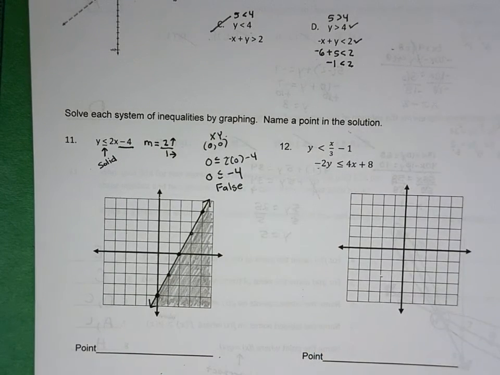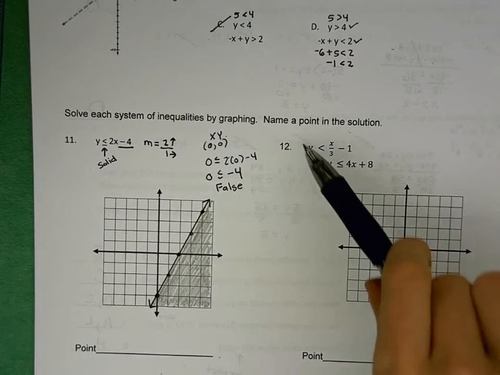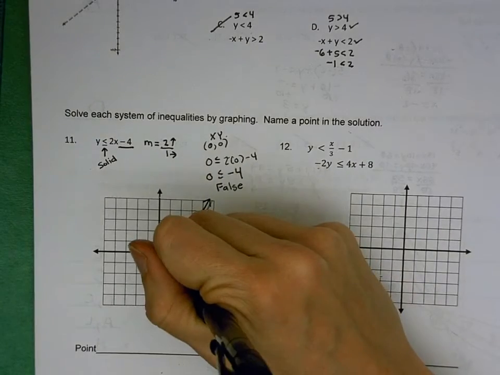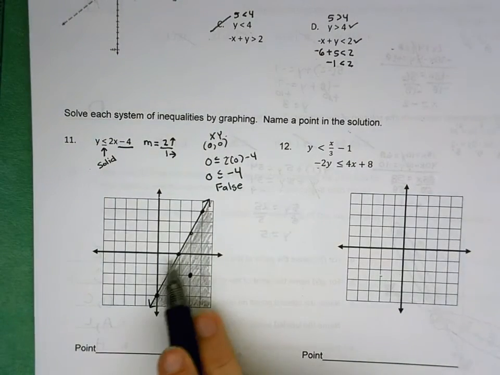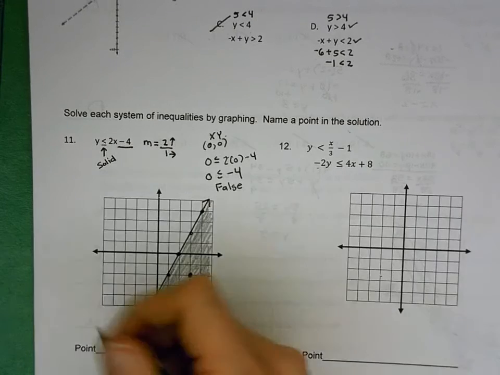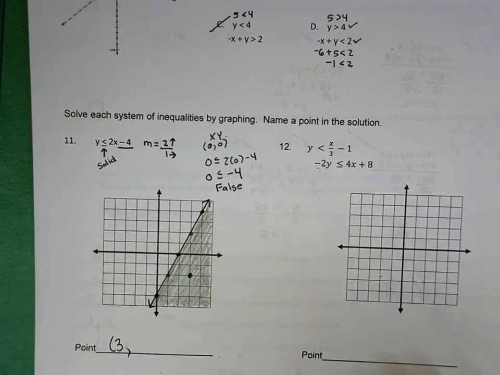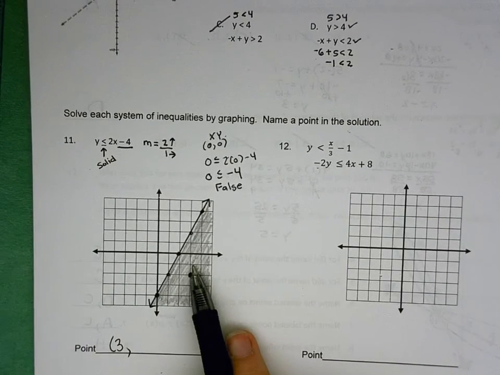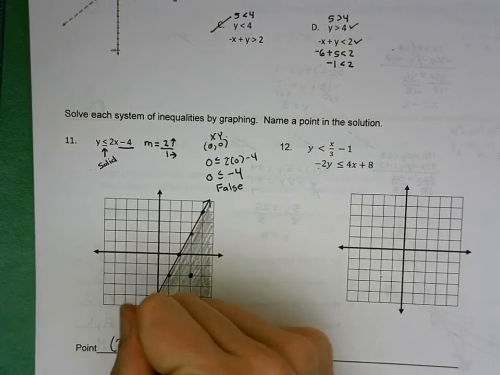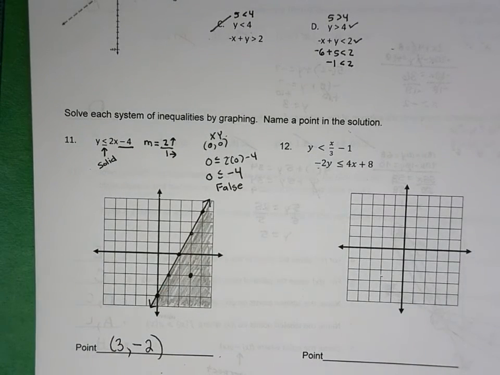And then we're asked to name a point in the solution. Okay, so any point in that shaded region will work. I'm going to go ahead and pick that one. Okay, that point is located at x equals 1, 2, 3. And y equals down 1, down 2, so negative 2. And again, you can pick any point in that region. I don't have to pick that one.